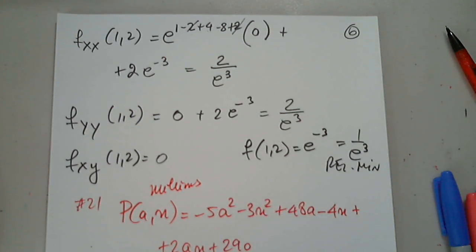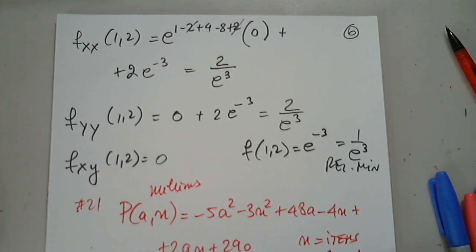Okay, the profit is given by the function P equals negative 5a squared minus 3n squared plus 48a minus 4n plus 2an plus 290. A is the amount spent on advertising in millions, and n is the number of items sold, so n items and a dollars in millions.